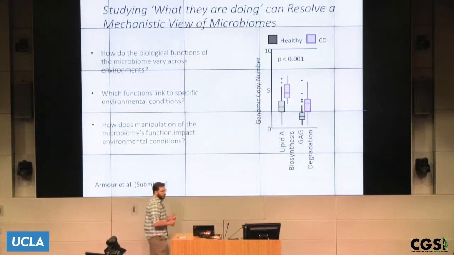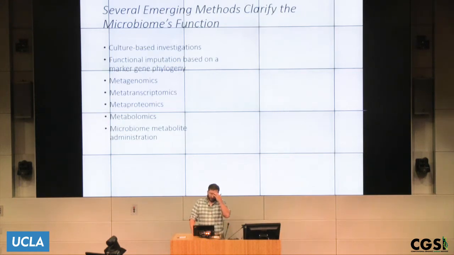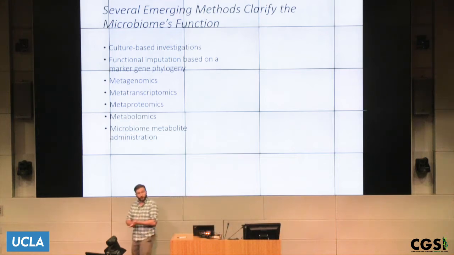So we can seek to identify these types of functional linkages between the genetic composition of a microbiome and an environmental state of the community to better understand the potential mechanisms through which the microbiome and the environment are coordinating. But how do we do it? Well, there's actually a litany of different procedures that we can implement. They all hold a lot of value.